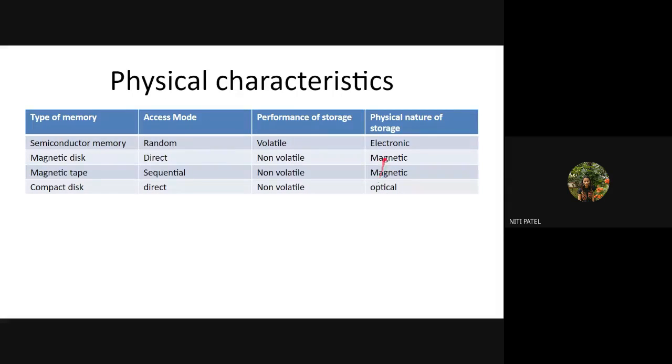But what is that, magnetic and electronic? It may use twisted pair or coaxial cable, or it may be in the form of a charge. So if it is semiconductor, I can access any data anytime, and the medium used for storing and accessing the data is in the form of a charge. If it is a magnetic disk, the direct access method is used, where the storing medium is magnetic fields. Again, if it is magnetic tape, data is accessed in the form of a sequence.